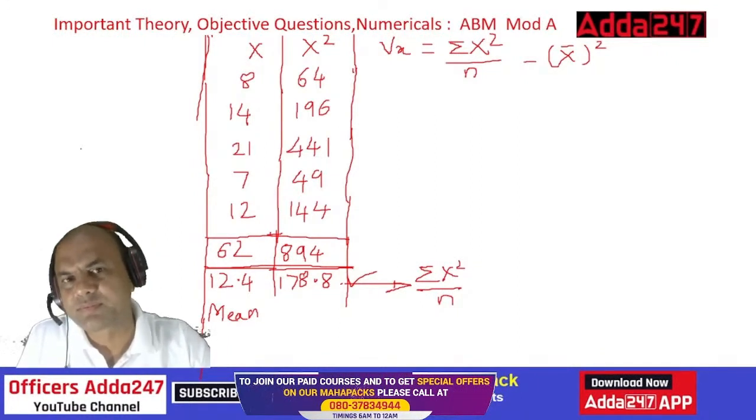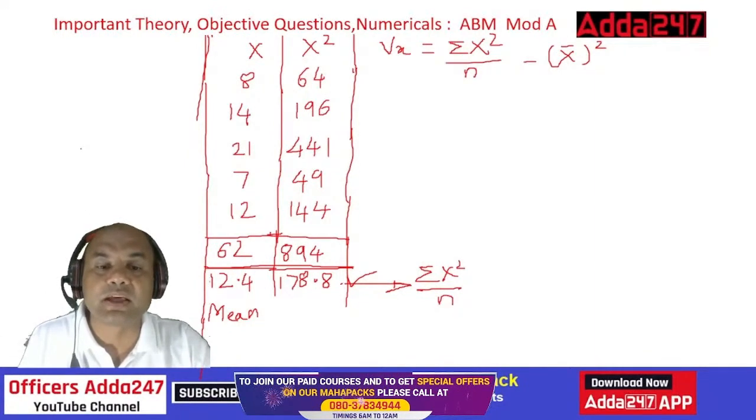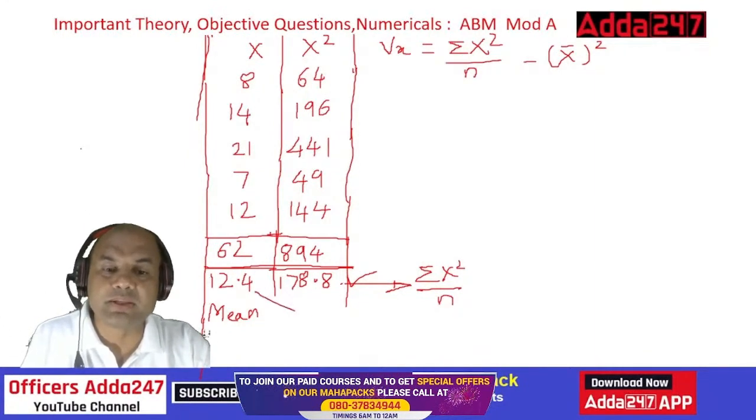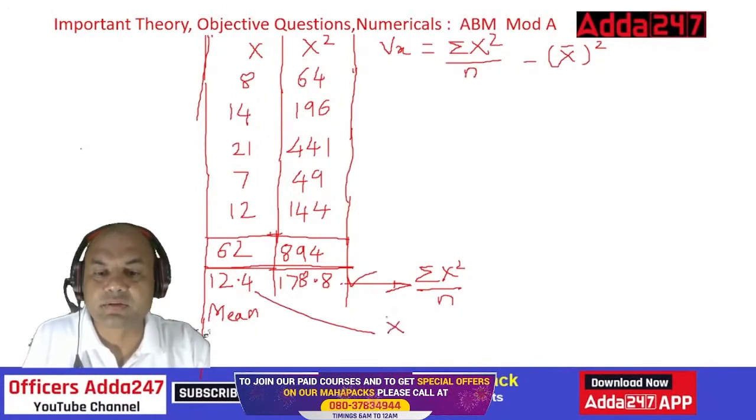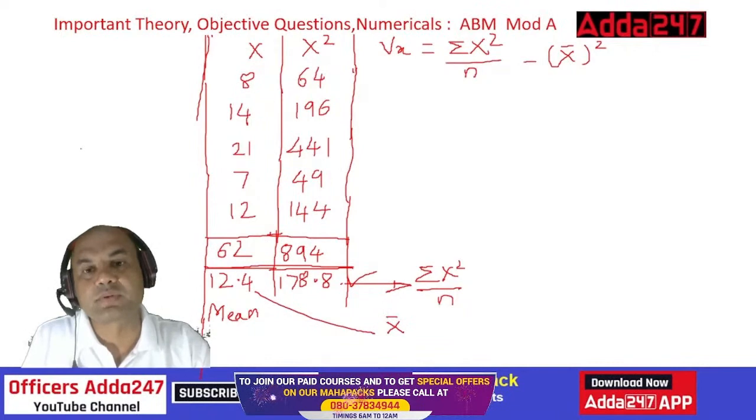What is x bar? What do we write as bar? Bar is always the average. So here also this is x bar. So now we have got x bar also. Now we have got summation x square upon n also.